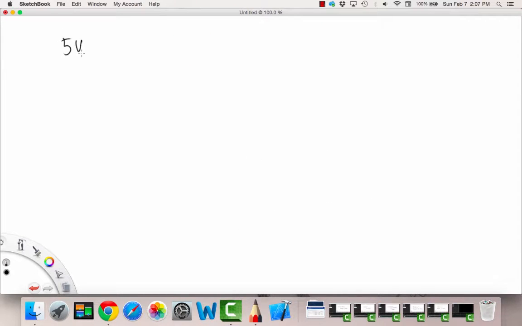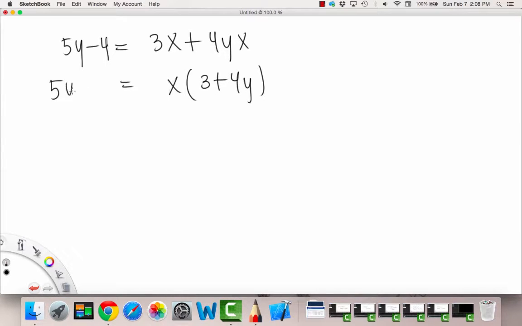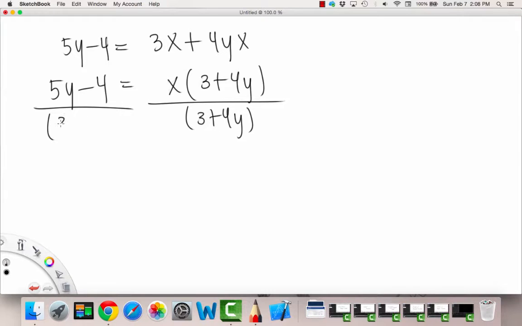So we're at 5y minus 4 is equal to 3x plus 4yx. I'm going to factor out an x here, so we just get x times 3 plus 4y. And that's equal to 5y minus 4 on the left side. And the very last thing we're going to do is just divide by this quantity, 3 plus 4y. So divide by 3 plus 4y.